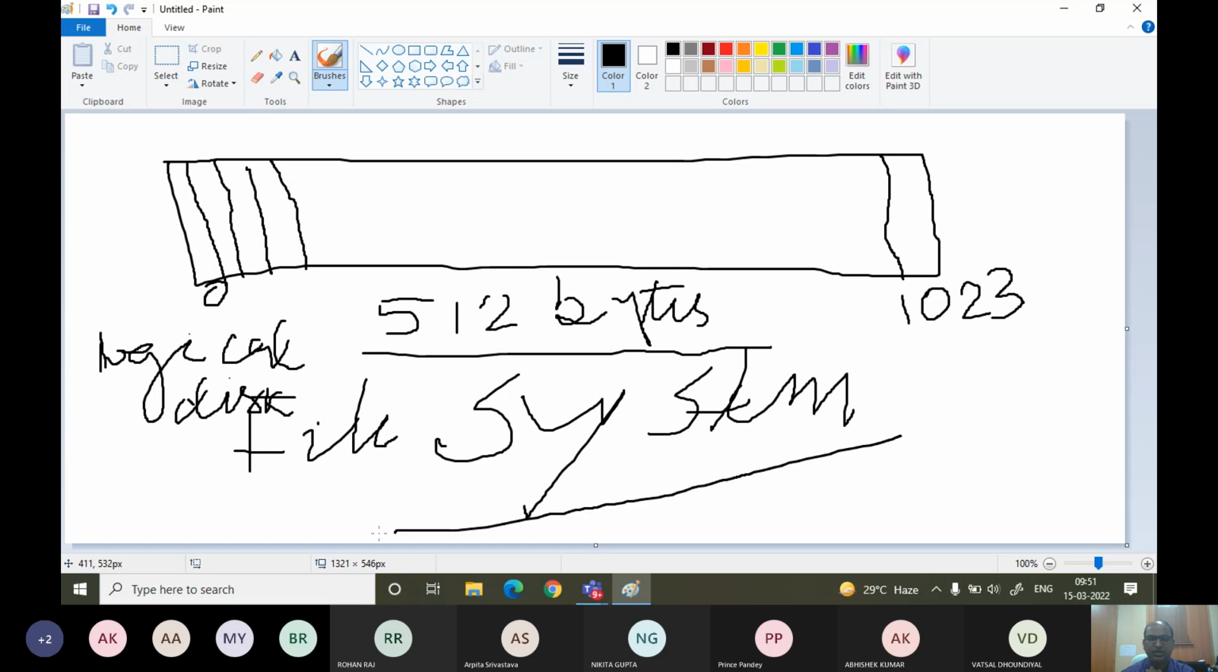I'm not very comfortable with this mouse. Let me just move on to the other system.